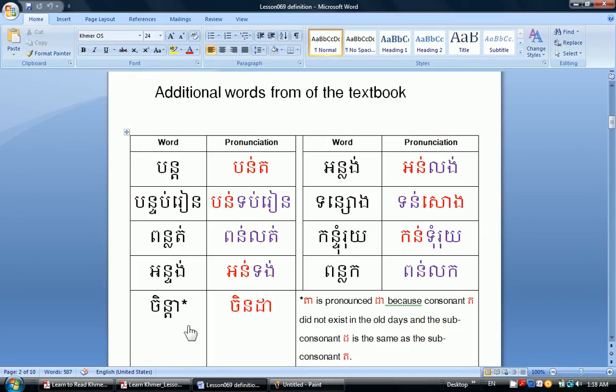Cho che no chan, do da, chan da. Please note that to sra here is pronounced da because consonant da did not exist in the old days, and the subconsonant da is the same as the subconsonant da. So this is an exception. Now let's go over to the lesson from the textbook.